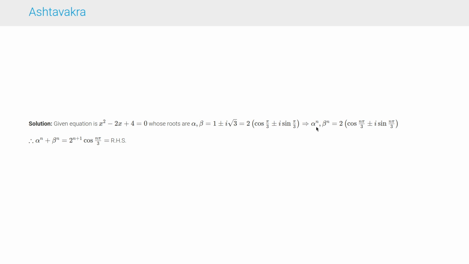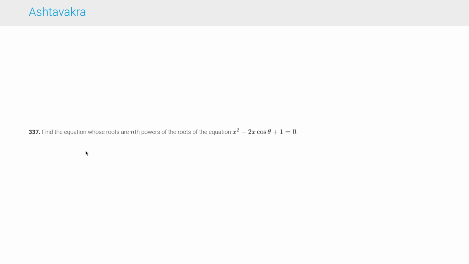So alpha to the power n and beta to the power n both would be 2 to the power n (cos n pi by 3 plus minus i sin n pi by 3). So we add both of them, sine term will get cancelled and we will be left with 2 to the power (n plus 1) cos (n pi by 3), which is our right hand side.